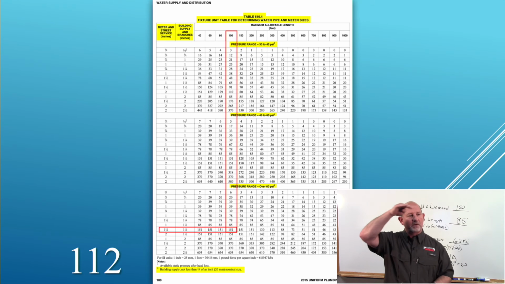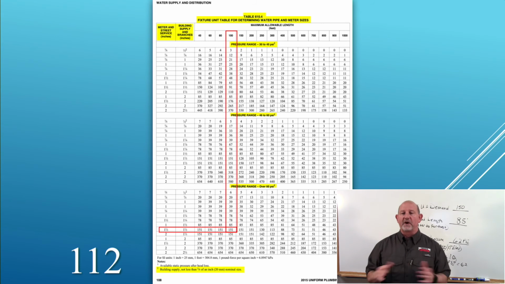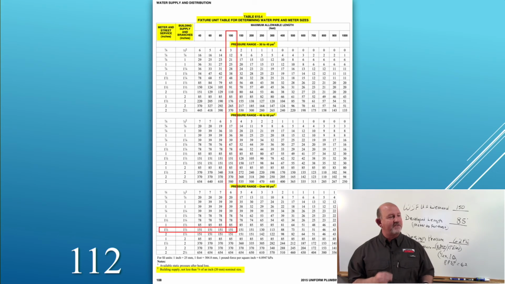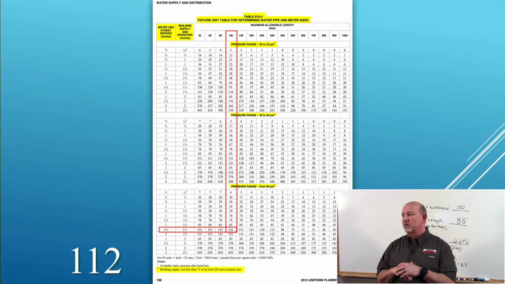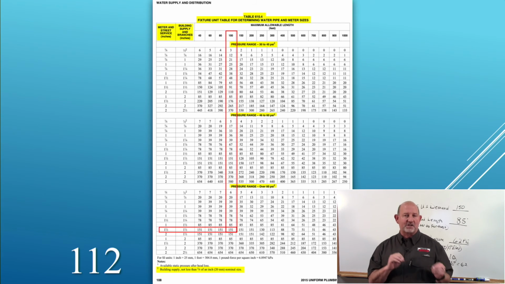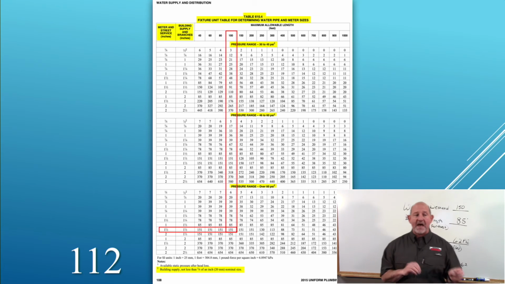Go back to the top, along that top row, we're looking for 85 feet. Do you agree 85 is not there? So, because 85 is not there, we've got to step up to the next one. Again, notice the name right above those lengths, maximum allowable length. So that's a maximum of 80 feet.